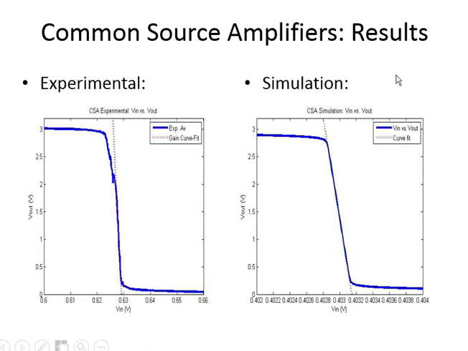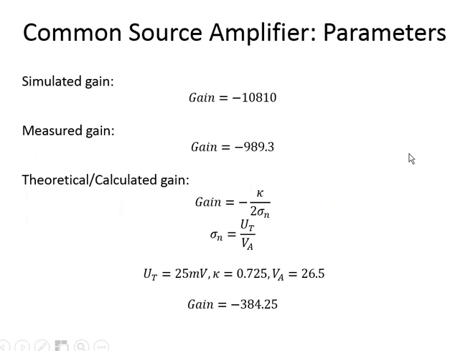Results. The experimental and the simulation results are very close, but we can see a slight asymmetry in the experimental results. The gain found from the simulation data was minus 10,810, and the gain with measured data was minus 989. The theoretical or calculated gain was minus 384.